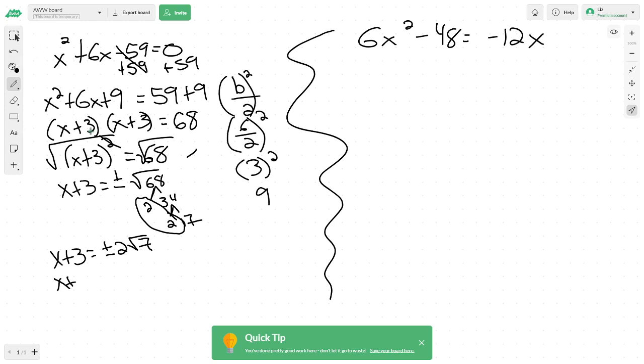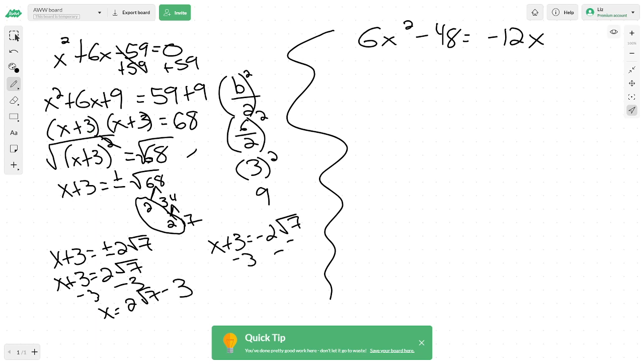So now I want to see what it is if I have a positive 2 square root 17 and what the answer would be if I had a negative 2 square root 17. So subtract 3 from both sides, and I have x equals 2 square root 17 minus 3, or x equals negative 2 square root 17 minus 3. So that's my answer there, both of these.